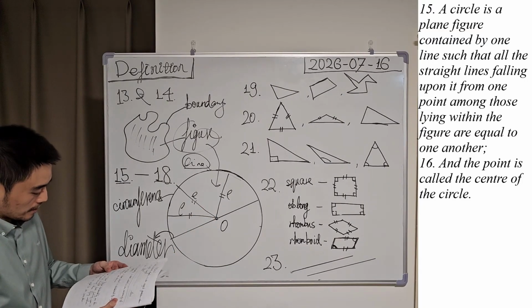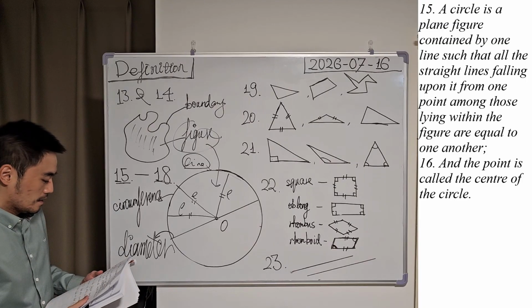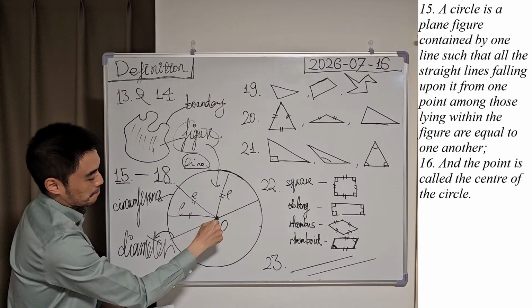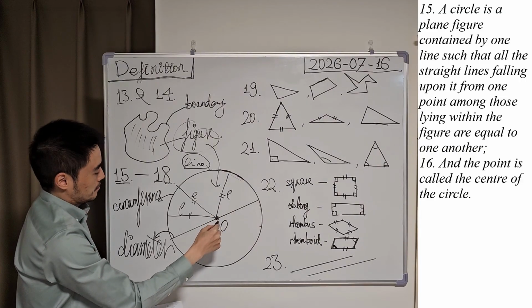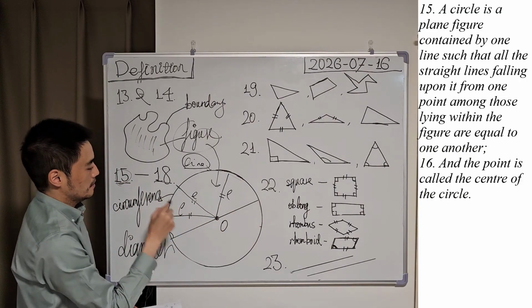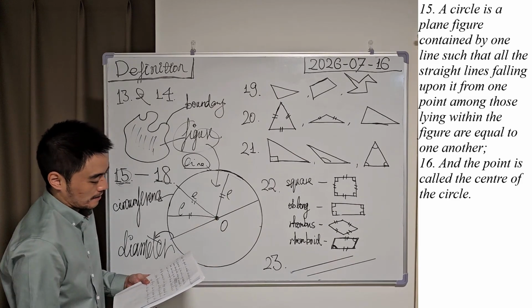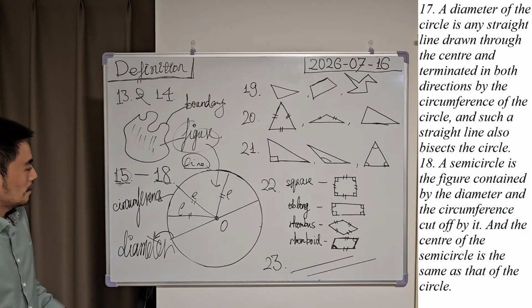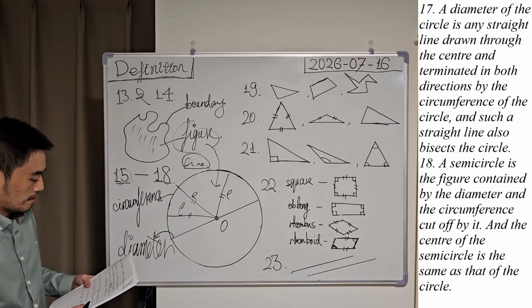And definition 16, let me check. Oh, it defines this point, the one point we talked about in definition 15. So this one point is the so-called center of the circle. Pretty clear definition. And definition 17 talks about the diameter.